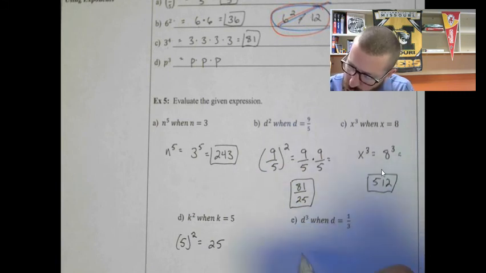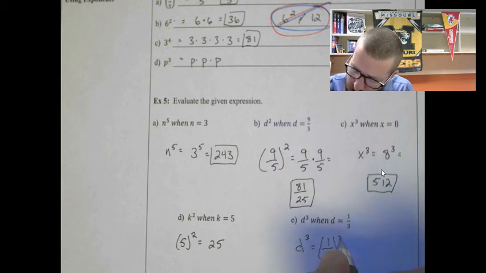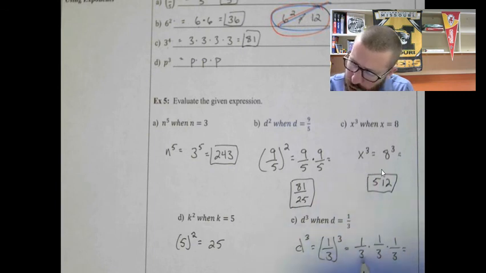And then d cubed, when d is 1/3, would be 1/3 cubed. And that would be 1/3 times 1/3 times 1/3. And if you multiply straight across on top, you get 1 times 1 times 1. Straight across on bottom is 3 times 3 is 9 times 3 is 27.